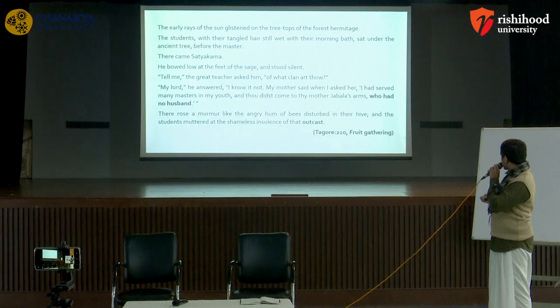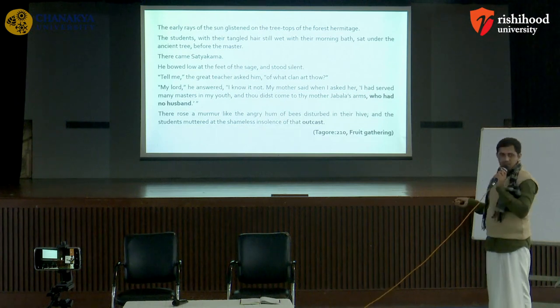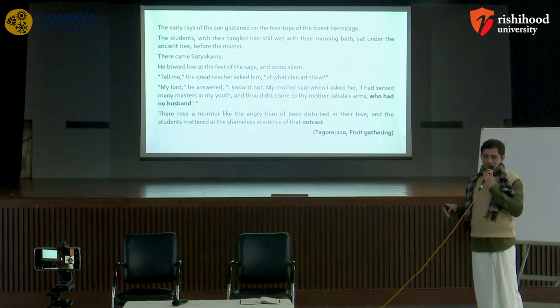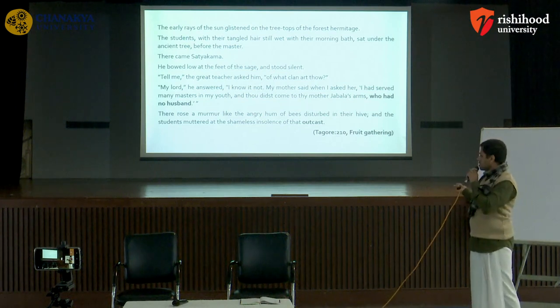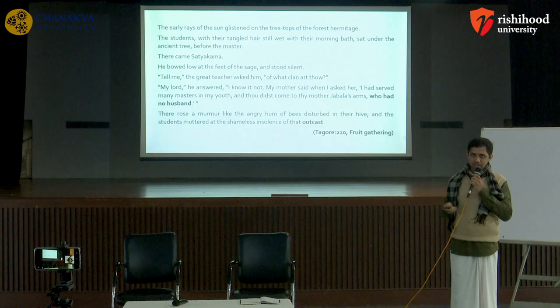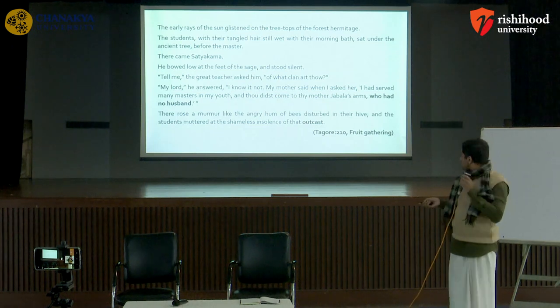And at the end he says, there rose a murmur like the angry hum of bees disturbed in their hive. And the students muttered at the shameless insolence of that outcast. This is how he says it, meaning he's saying he's an outcast. She didn't know who her husband was. This is how everyone understood this mantra, and it's all based on these translations.